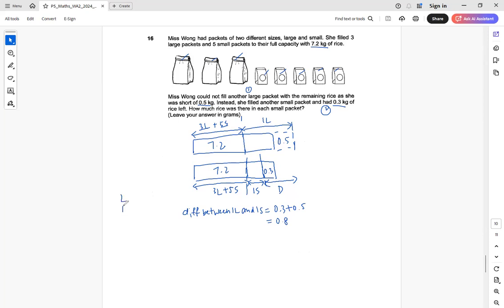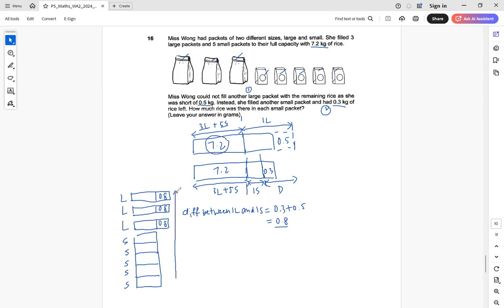So for me, I'll have 3 large, so I'll put 3L, and then 5 small, I'll put 5S. So the large is how much more than the small? It's 0.8 kg. So I'll draw each large bigger than the small. Each one is 0.8 kg bigger than the small, like this. The small will just all be 1 unit here, the same length. 1, 2, 3. So this is 3 large and 5 small. Total mass is 7.2 kg. I will label like that.